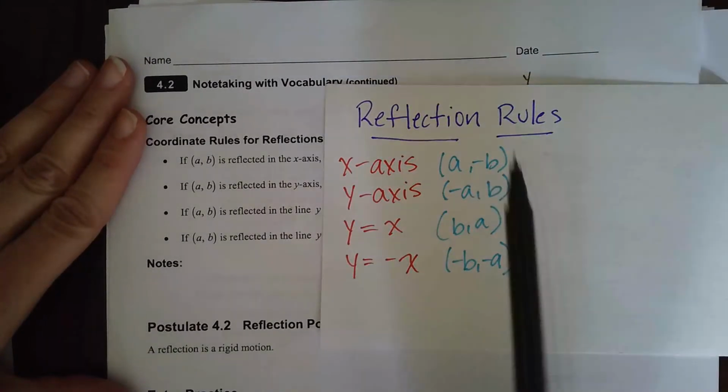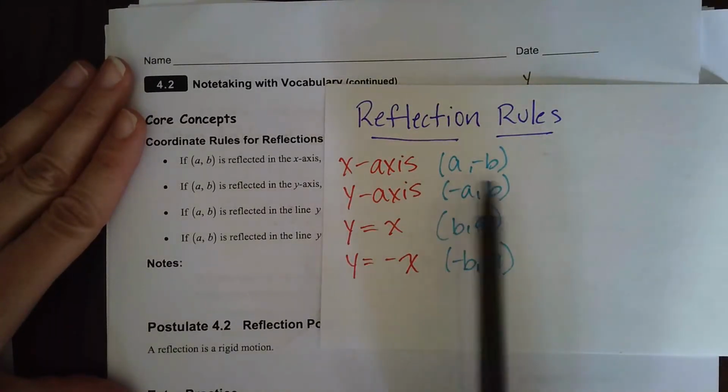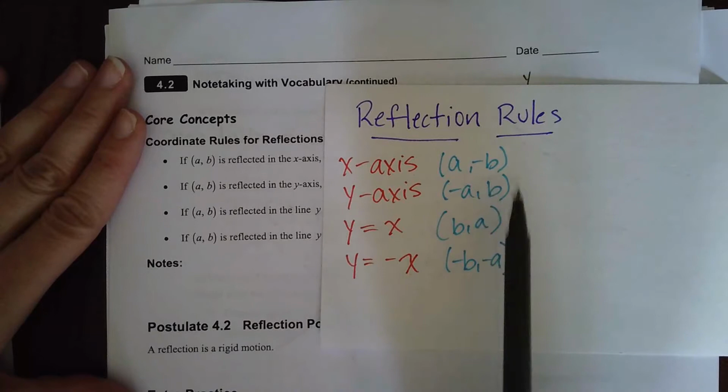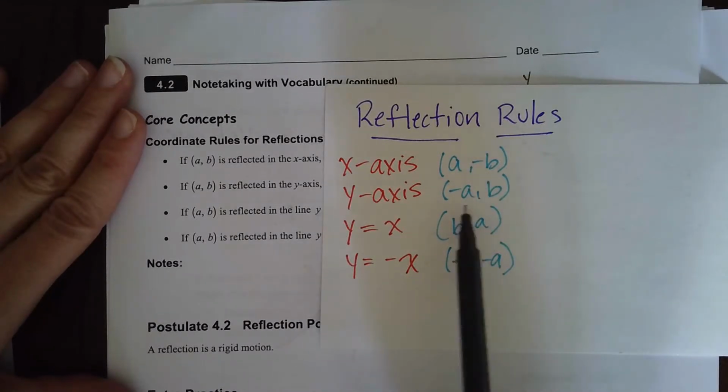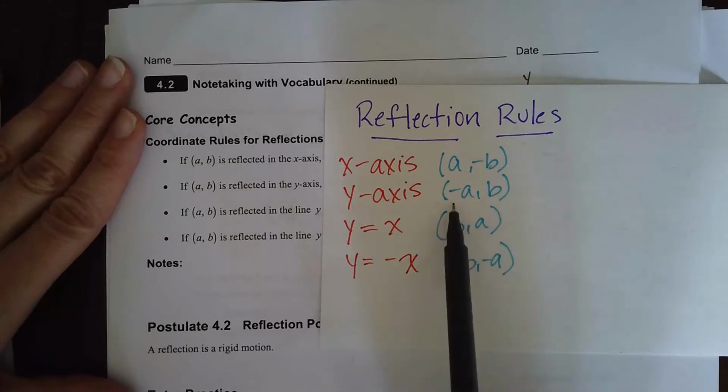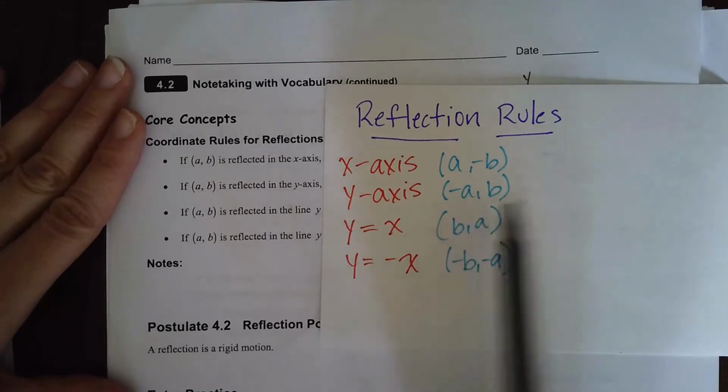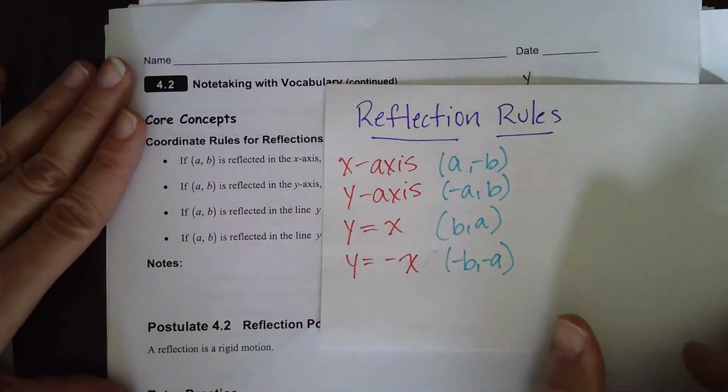So again, what I want you to understand is that in the x-axis, the only thing that's going to change in your points that you're reflecting is that your y coordinate is going to be multiplied by a negative. And then if you're reflecting over the y-axis, nothing else is changing except for the fact that your x coordinate is going to be multiplied by a negative.